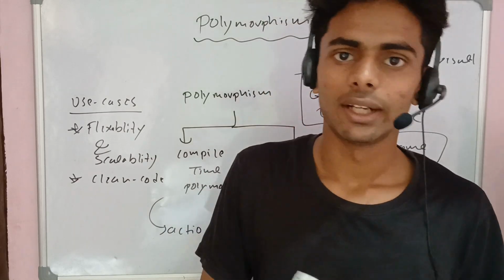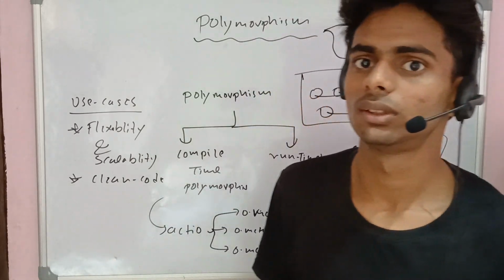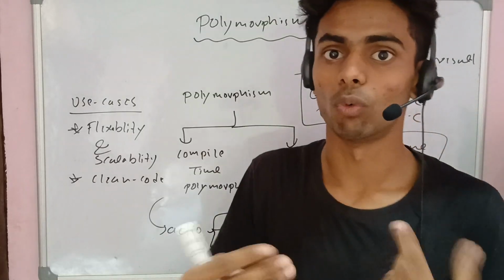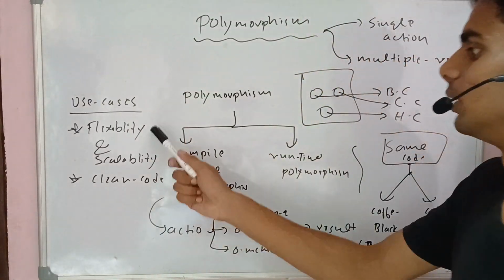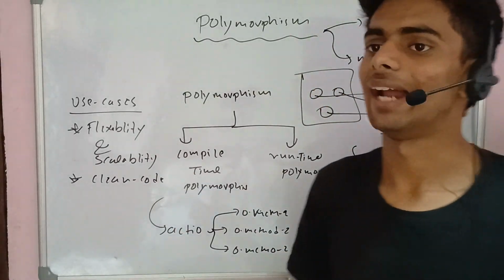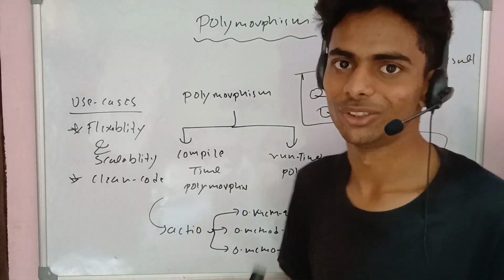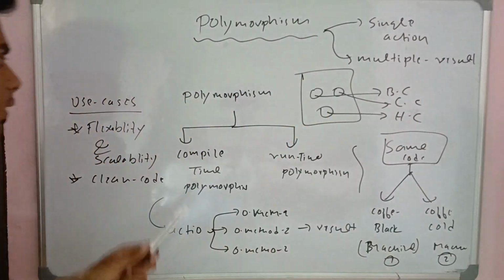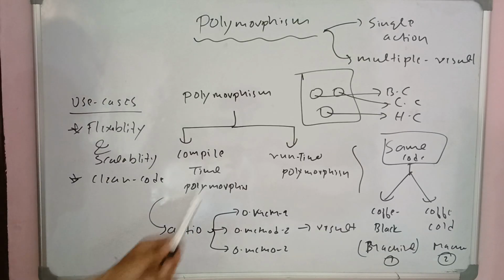Instead of calling each payment method again and again, we can call them simultaneously at once. So that's the use case: flexibility and scalability are important here. And the second one is clean code. It helps us make clean and reliable code without adding noise to that particular code. So polymorphism basically has two parts: compile time polymorphism and, second, runtime polymorphism.